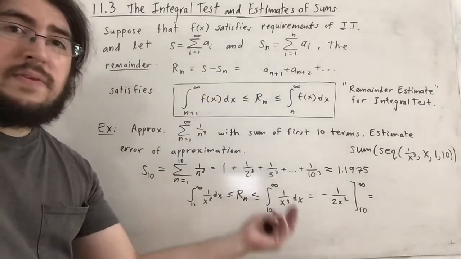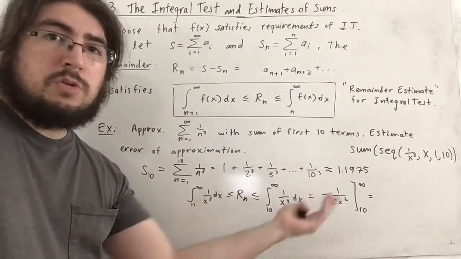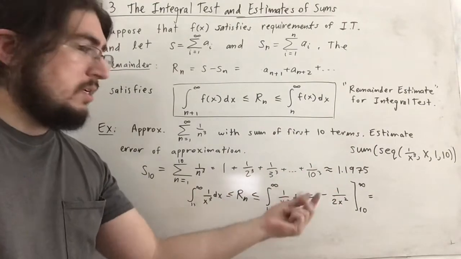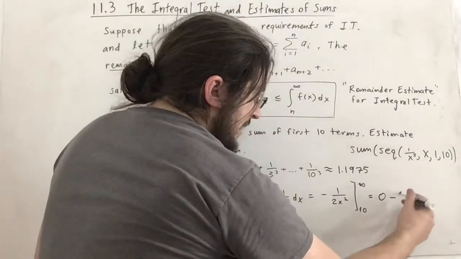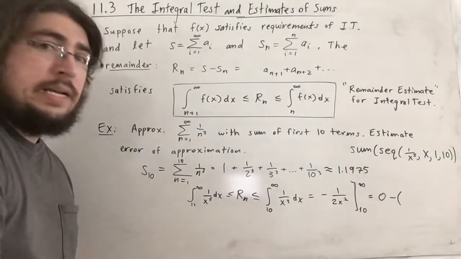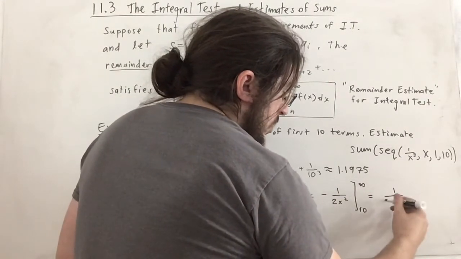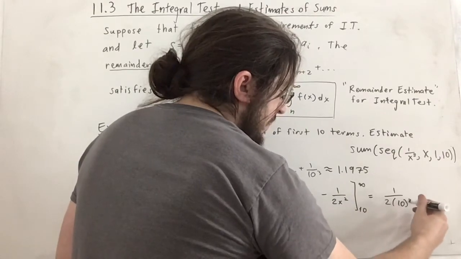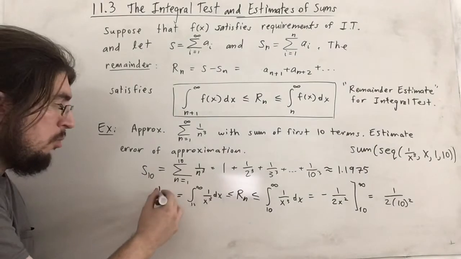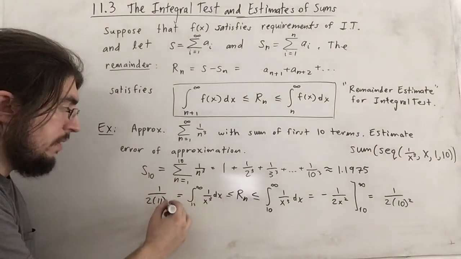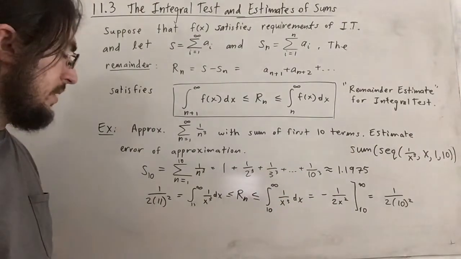Now, when you plug in infinity, of course, the limit as t goes to infinity of 1 over 2t squared is just 0, because the denominator gets larger and larger. So this is really going to be 0 minus this evaluated at 10. Since it's negative, in total we have a positive value, 1 over 2 times 10 squared. And very similarly, this one will be 1 over 2 times 11 squared, with the exact same logic, if that makes sense.